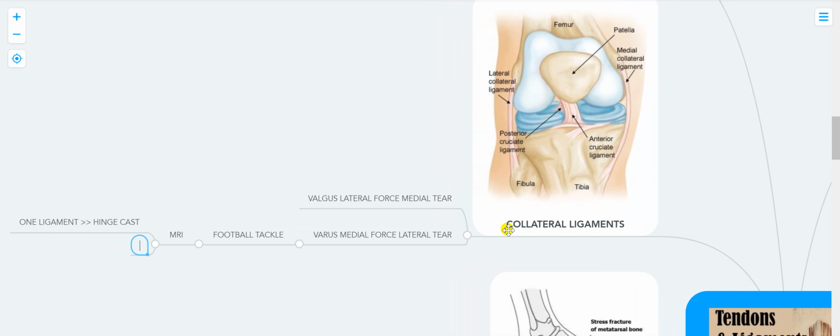Okay, if it is multiple ligaments, then you do surgery. So that's basically collateral ligaments.